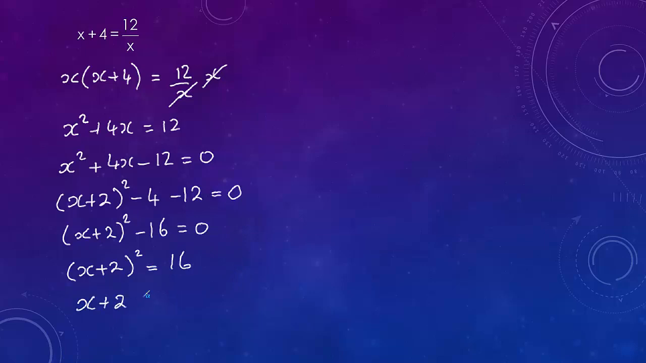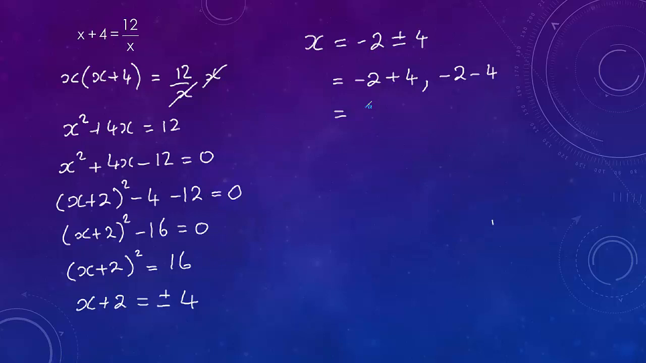X plus 2 then would be plus or minus the square root of 16, and we know the square root of 16 is 4. So then I've got x is equal to -2 plus or minus 4. So that's going to be -2 add 4, or -2 take away 4. Well, -2 add 4 gives us 2, and -2 take 4 gives -6. And those are the same solutions that we got when we did this by factorising.